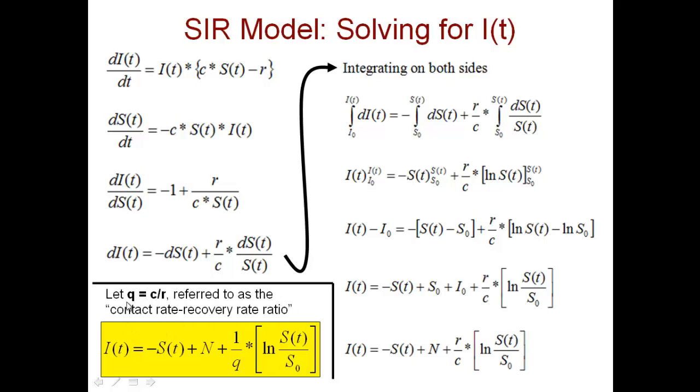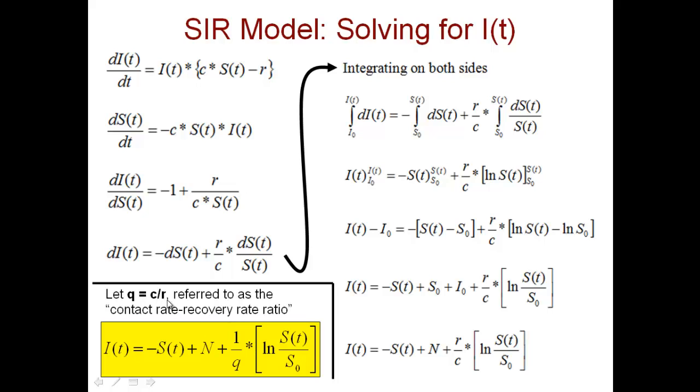I'm going to call it q equals c over r and refer to it as the contact rate recovery rate ratio. Okay. So if you do that, if you say q is c over r, we can say I of t is minus s of t plus n plus 1 over q times log of s of t over s of 0. So how do we determine this q? It is the contact rate divided by the recovery rate ratio.